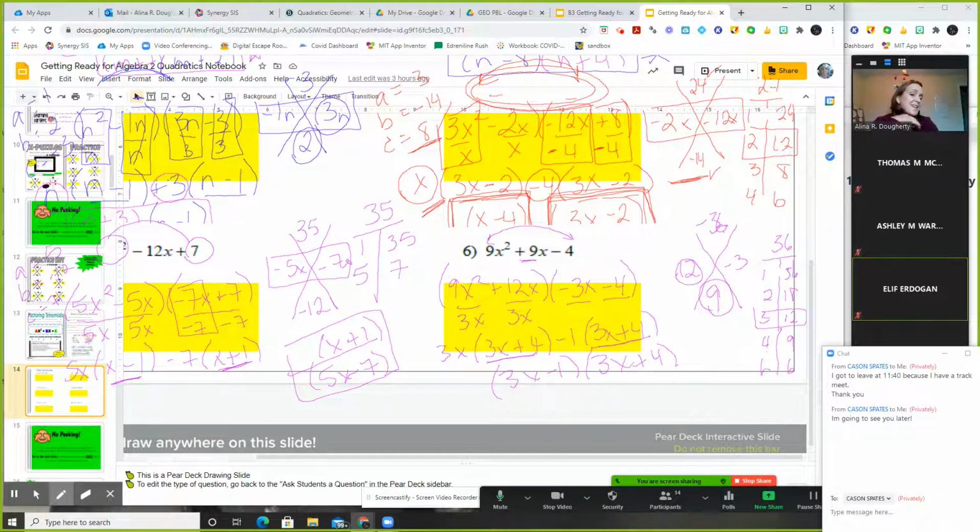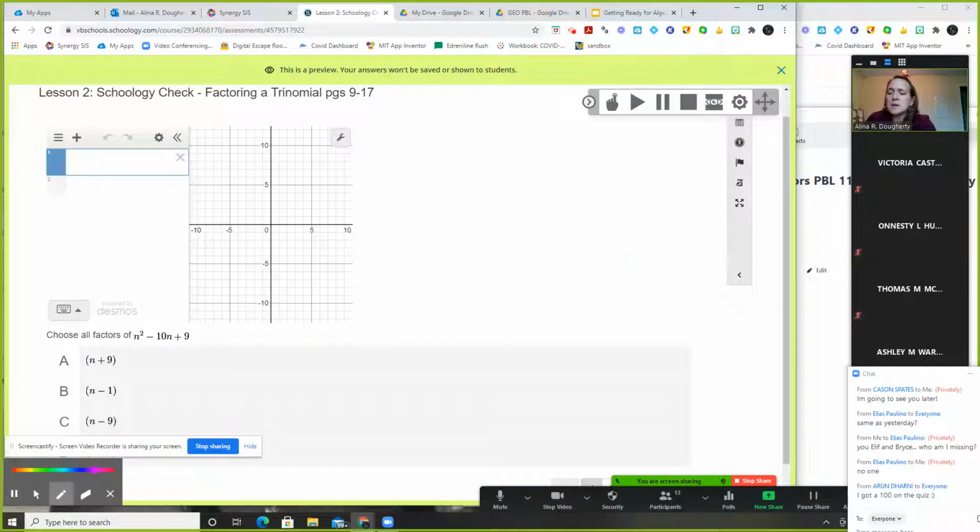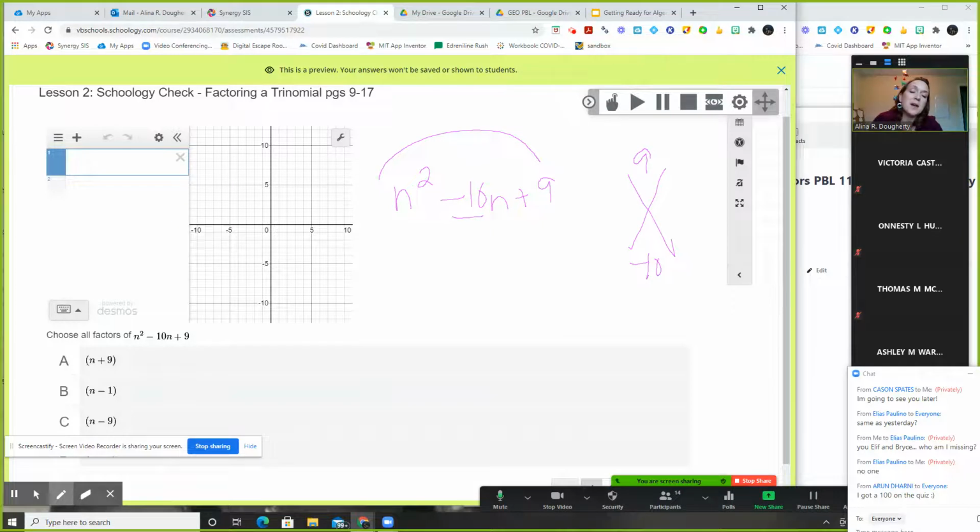You ready to do some practice on your own? And I unpause this. We're going to do n squared minus 10n plus 9. In our X puzzle, we're going to do 1 times 9 is 9, and negative 10 goes to the bottom. What multiplies to 9 and adds up to negative 10? Well, our only choices are 9 and 1 or 3 and 3. It's got to be 9 and 1, and they've got to be negative and negative. It's those negatives that make this hard.